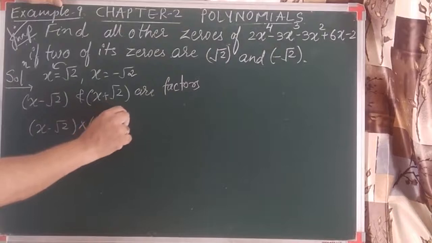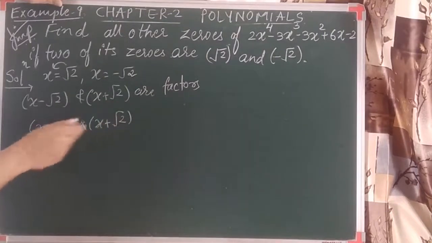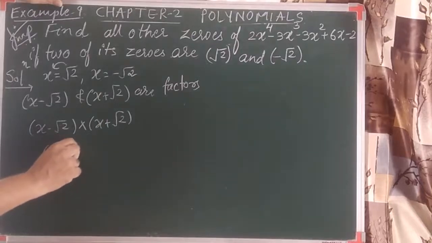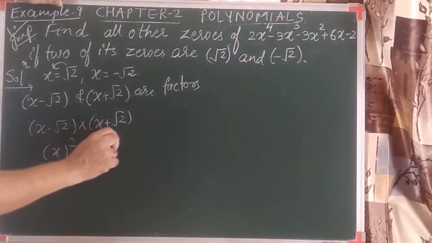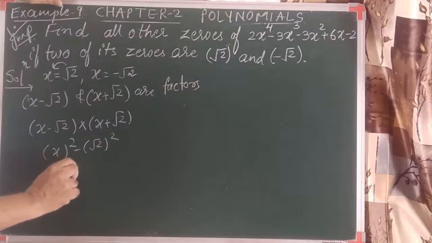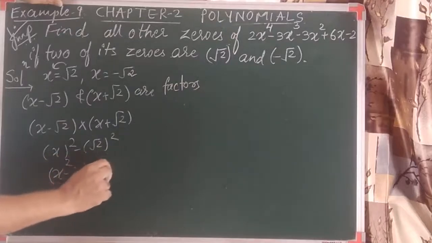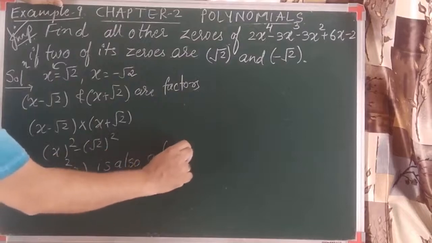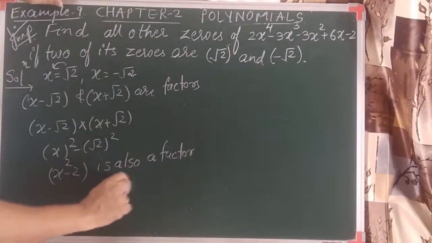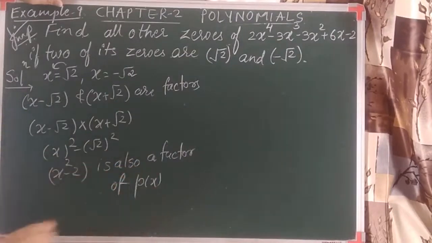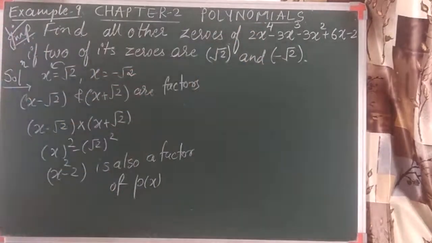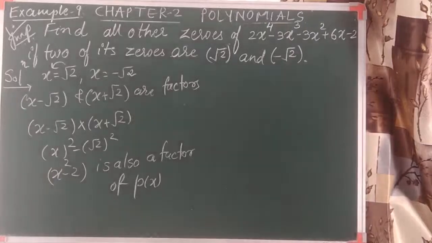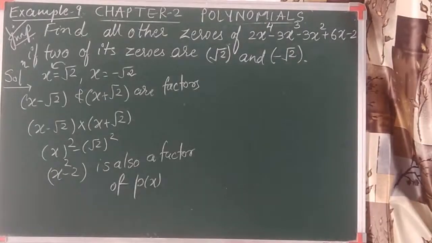The product is also a factor. So what is the product of this? It is in the form of a plus b, a minus b, मतलब a square minus b square. So we'll come to the conclusion that x square minus 2 is also a factor of p of x. p of x मतलब क्वेश्चन this one. तो हम ये क्वेश्चन को x square minus 2 से डिवाइड करेंगे. Then we'll obtain the quotient.